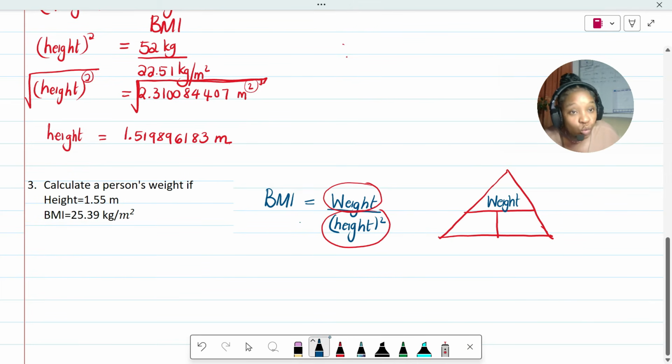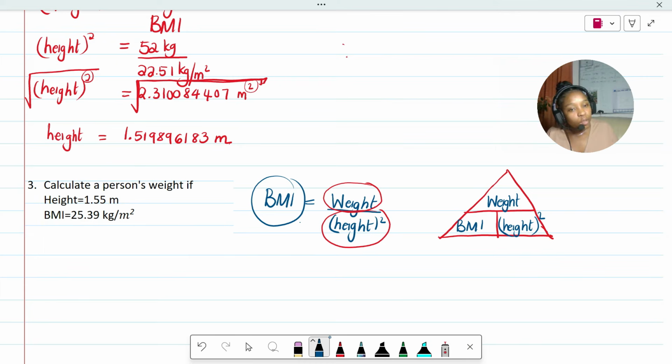Remember, height squared at the bottom. Height squared at the bottom. Then obviously, you need to put the BMI there, right? And then from just using this, you know the value at the top, the value at the bottom, you are dividing. Values next to each other, we are multiplying. Easy. Then we can answer anything.